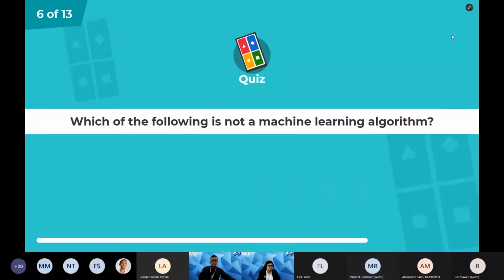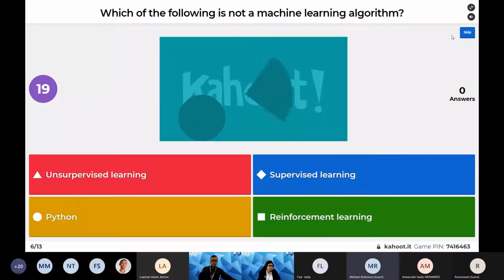Which of the following is not a machine learning algorithm? Is it unsupervised learning, supervised learning, Python, or reinforcement learning?